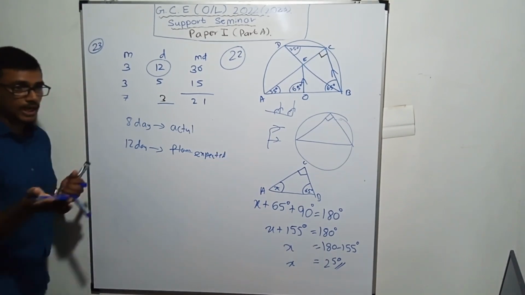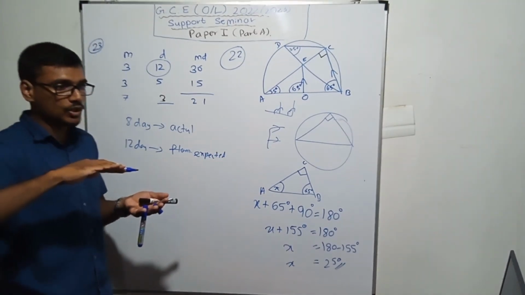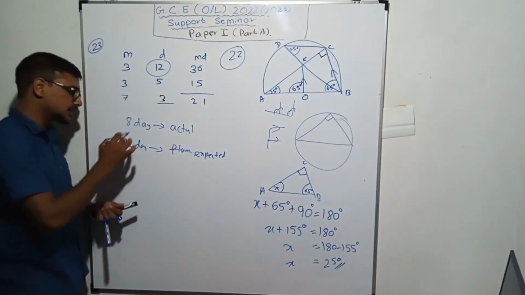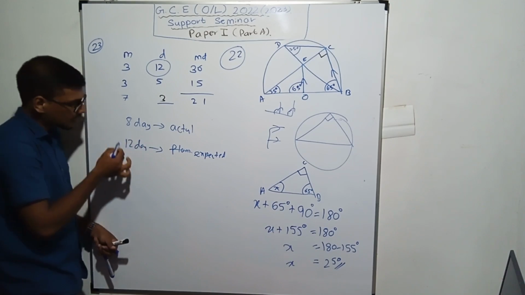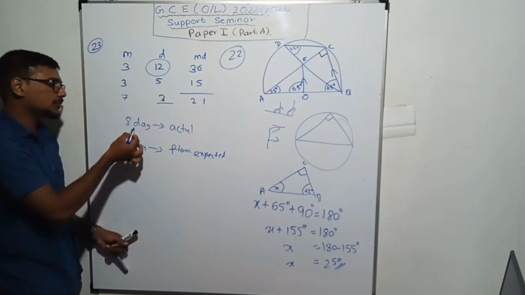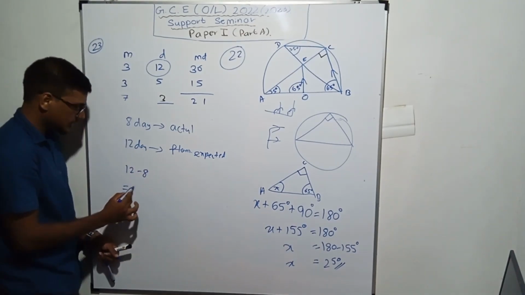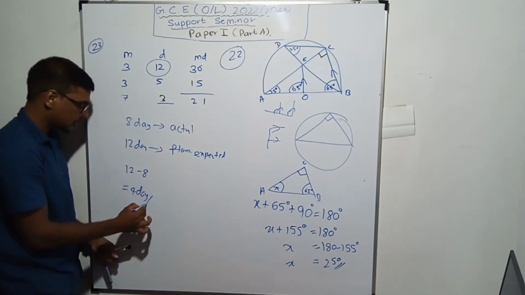So they asked how many days before they were able to finish it. Not the estimated, both are same. How many days earlier? They were expected to complete it within 12 days, but they were able to complete it within 8 days. Then 12 minus 8, 4 days.